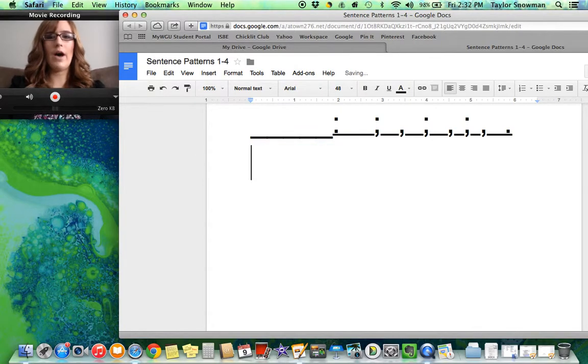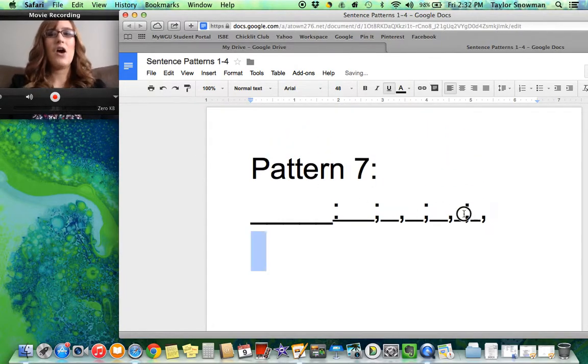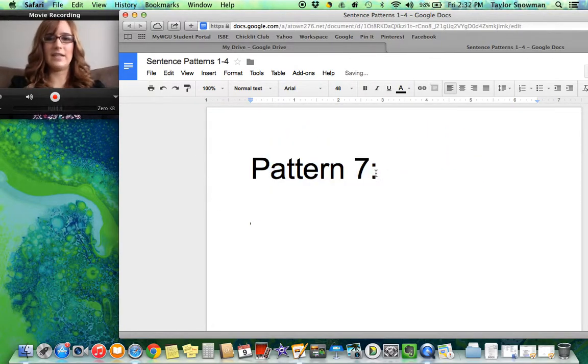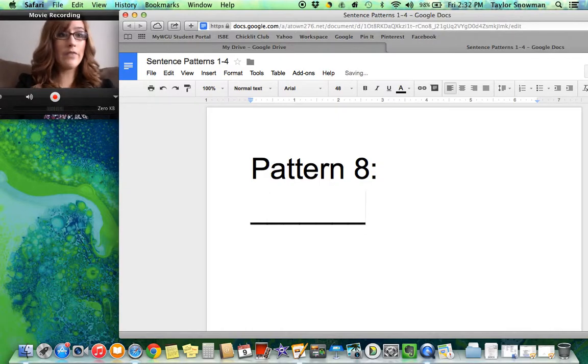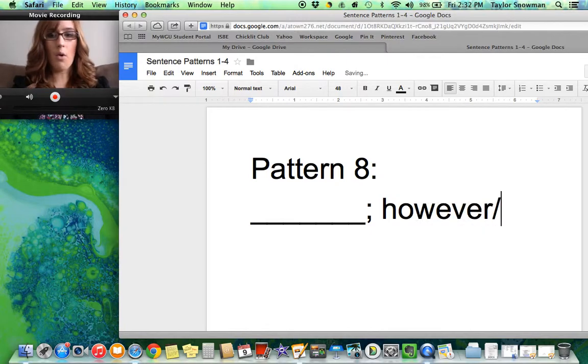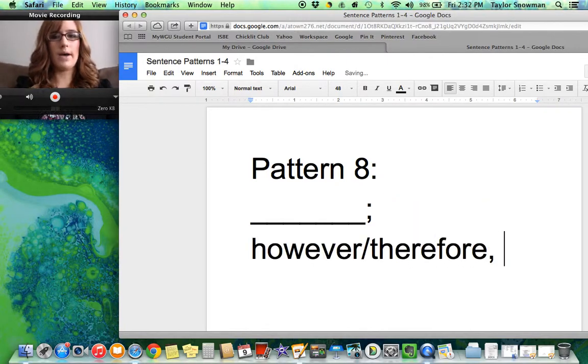So we'll go ahead and we are moving on to pattern 8, which is my personal favorite sentence pattern. Pattern 8 is awesome. It makes you look super smart when you use it. So let me show you what pattern 8 is. Pattern 8 looks like this. Okay, one thought, semicolon. However, or therefore, comma, another thought.